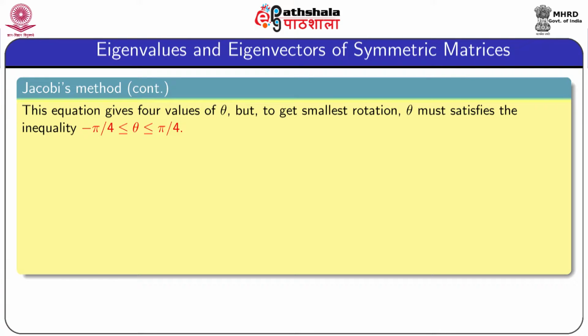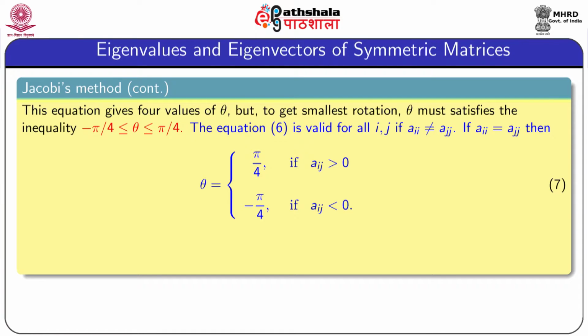This equation gives 4 values of theta, but to get the smallest rotation, theta must satisfy the inequality. That means theta should lie between minus pi by 4 and plus pi by 4. From equation 6, we can conclude that if aii is not equal to ajj, then equation 6 is valid for any arbitrary aii, aij, or any other elements of the matrix A.